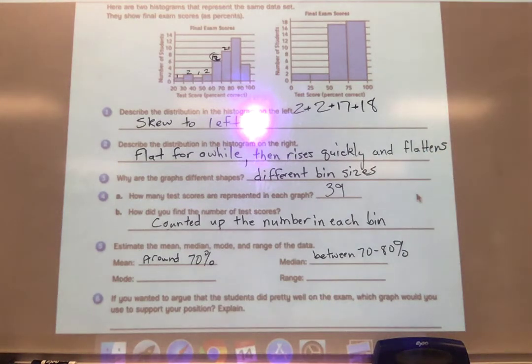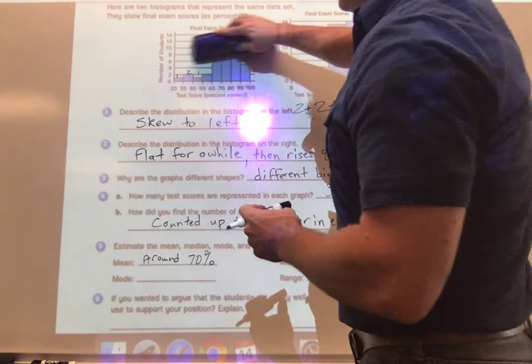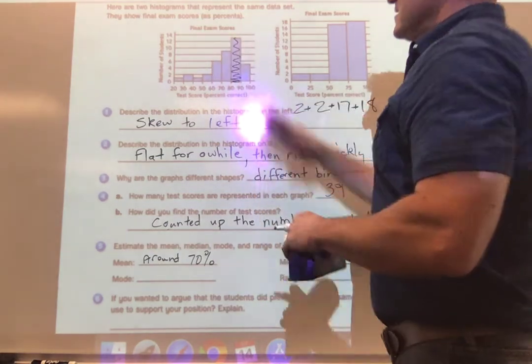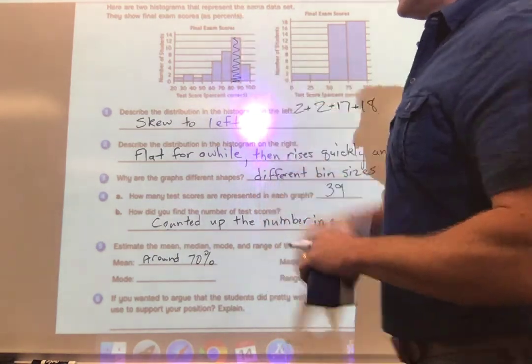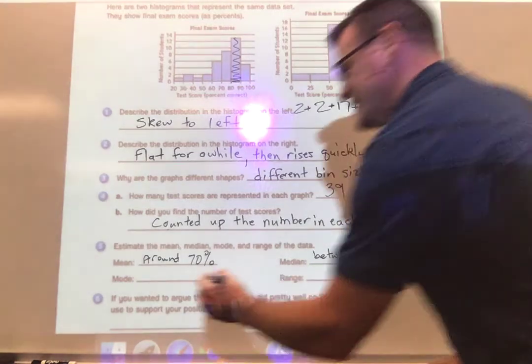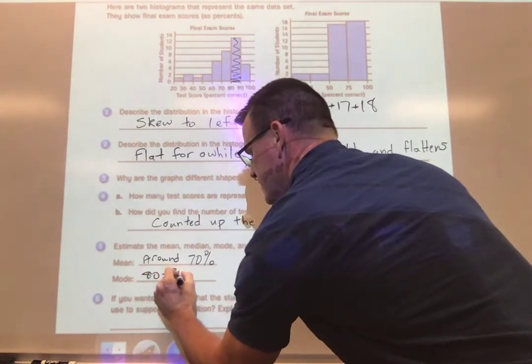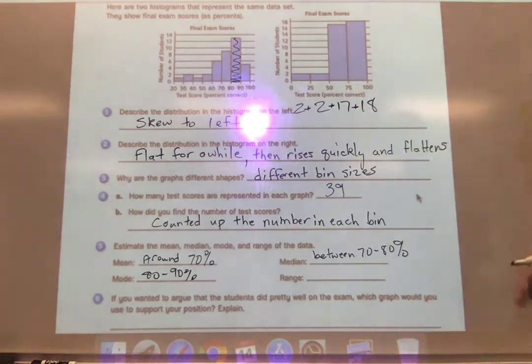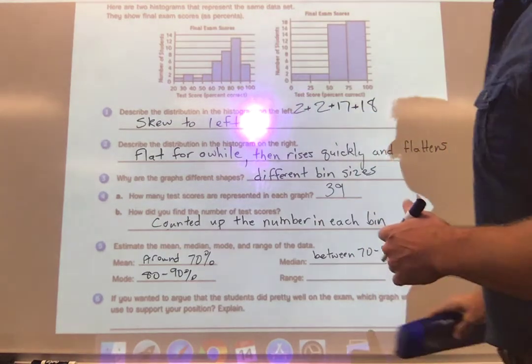The mode, most, which one shows up the most? In this case, I'd probably use this one as well because I see a lot of kids scored between 80 and 90. So I would say the mode, if there is one, is going to be somewhere between 80 and 90. And over here, it'd be harder to tell because there's so many in there and so many spread out, so you wouldn't be sure.